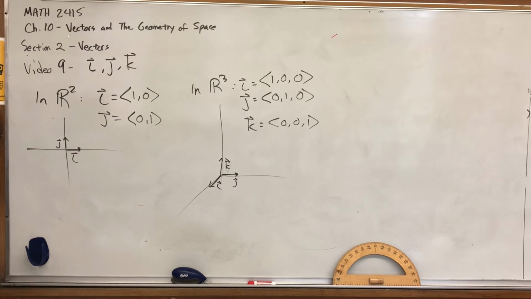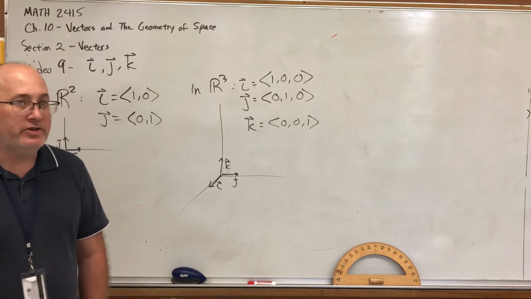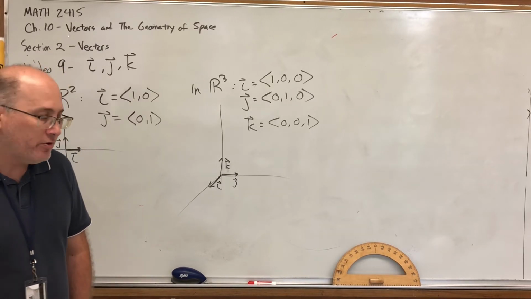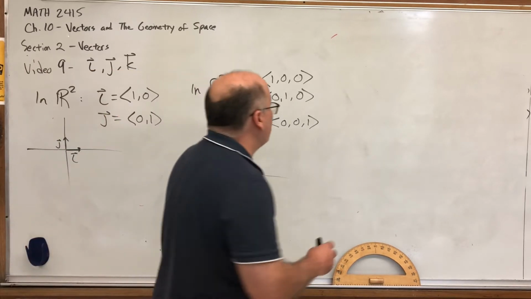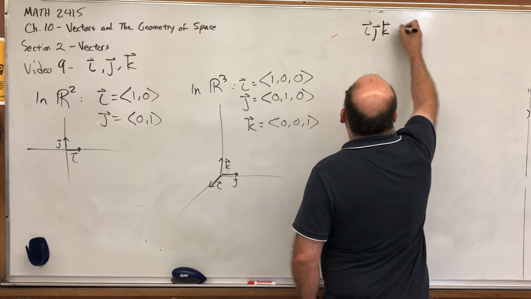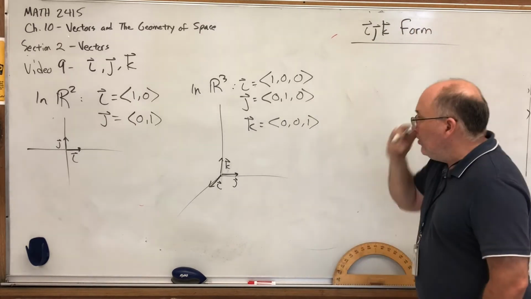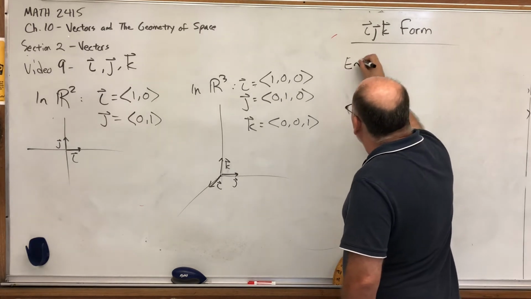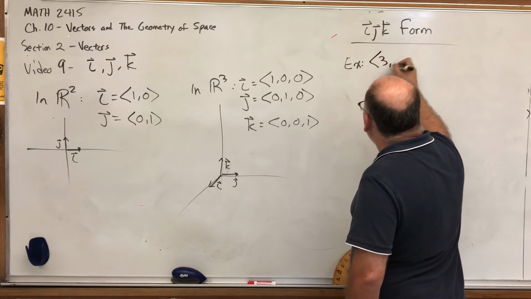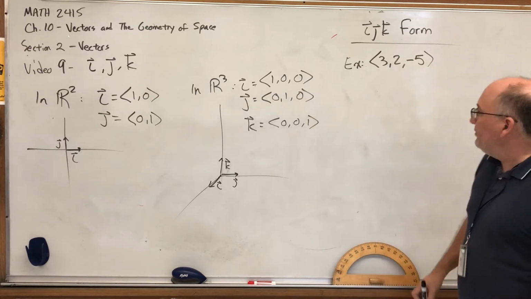So what's up with all these I, J, and Ks anyway? Well, because in 2 and 3 dimensions, vectors can be written in component form. They can be drawn as arrows, but they can also be written in what is called IJK form. For example, let's take the vector (3, 2, -5), and let's break it down.